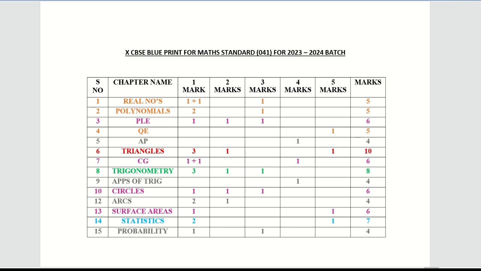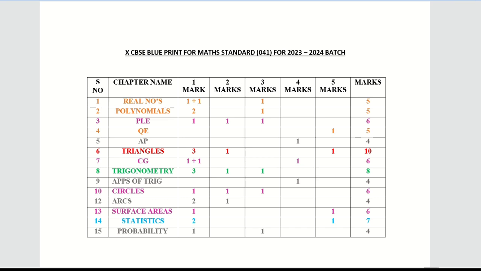Next comes AP, arithmetic progressions. In arithmetic progressions you just have a case study question. Then next comes the main red alert danger zone, triangles. Totally you have 3 MCQs, one 2 mark and one 5 mark question, so 10 marks in triangles. In fact, it is the only chapter touching the double digit score in terms of marks. Next comes coordinate geometry.